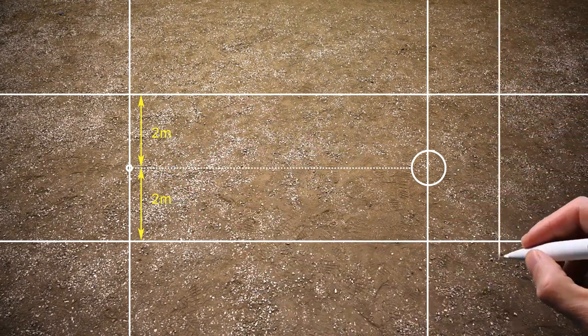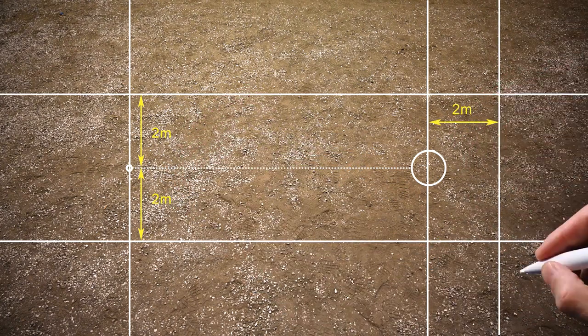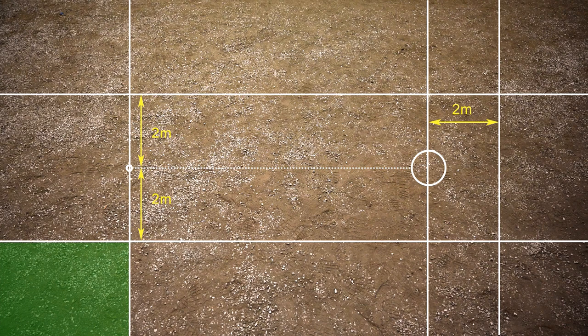Then, a last line, which will be located 2 meters behind the circle. And I'll show you the authorized zones in green and the forbidden zones in red. So, which zones are authorized? Here, here, here, here, and there.